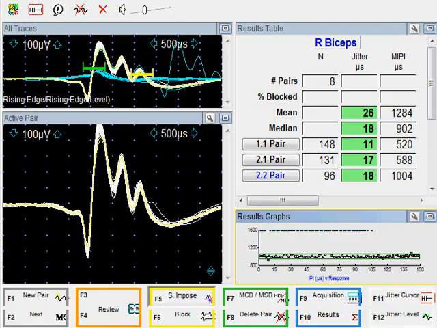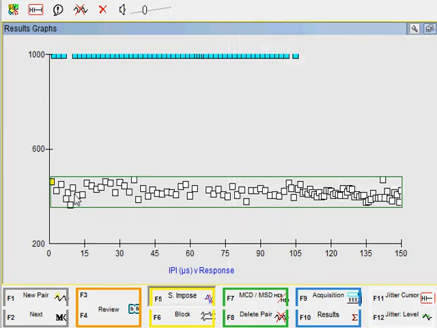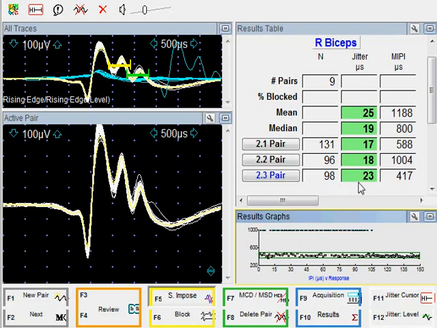It's also possible to measure the jitter between the second and the third one. Let's do this. I'm again going to click on New Pair. I'm going to move my second window on this potential. Again, you don't have to maximize these windows to position them. So now I'm measuring jitter between the second and the third potential. Let's look at the interpotential intervals. Very nice distribution. And the jitter over here is 23 microseconds.